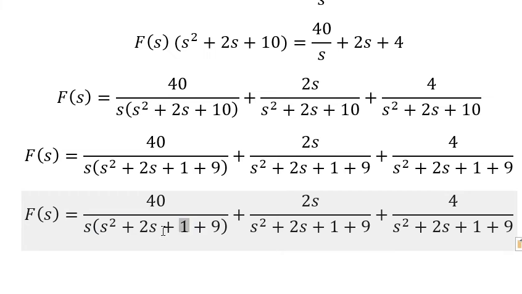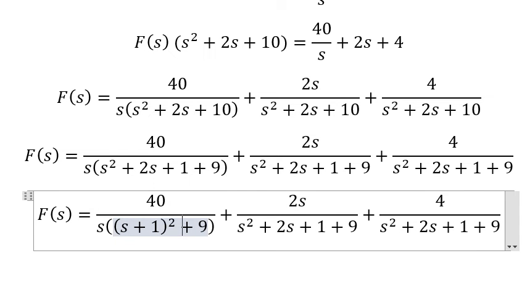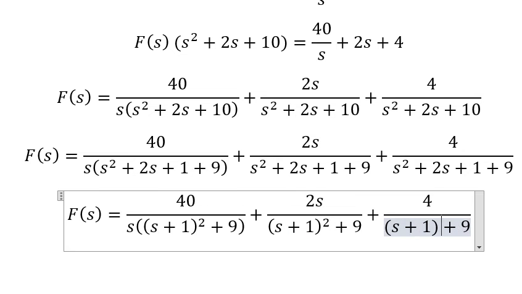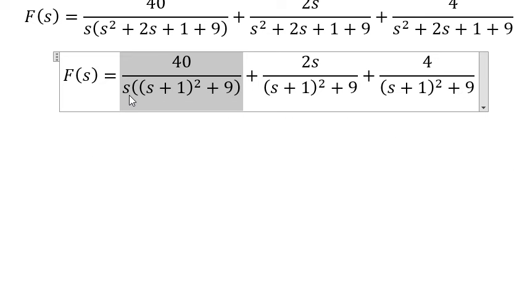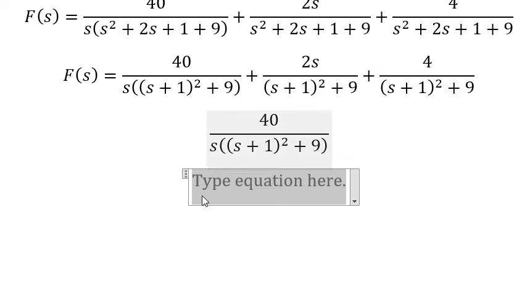And this one, that is an identity. So we have s plus 1 to the power of 2. Similar for this one. So if we look carefully, we have s and this factor in here. We need to use partial fractions. So I will do partial fractions in here.